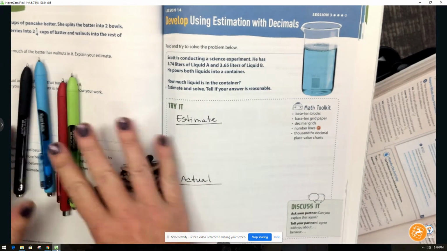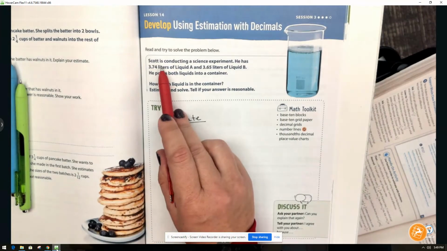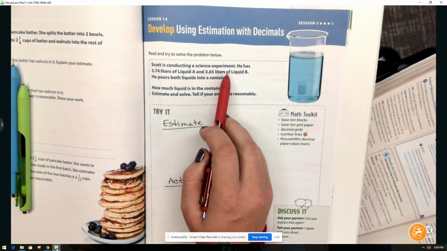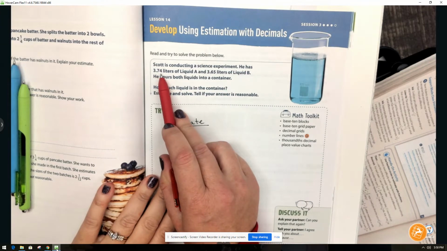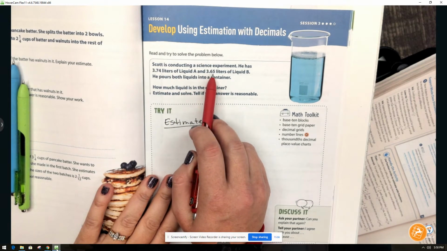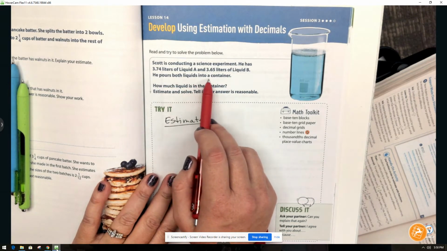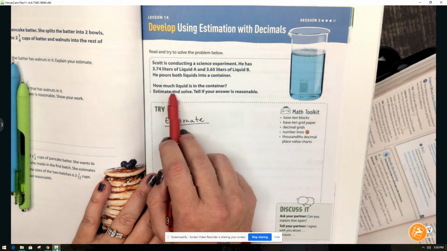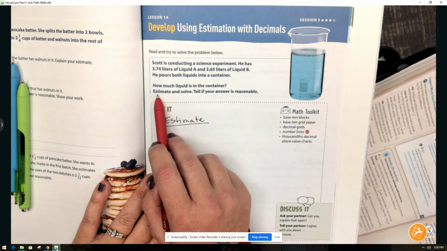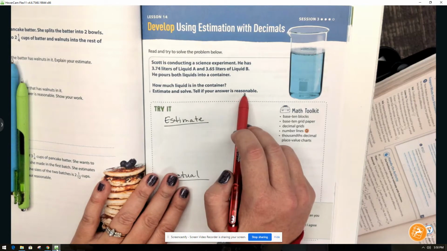So we're going to read and try to solve this problem. This problem says, Scott is conducting a science experiment. He has 3.74 liters of liquid A and 3.65 liters of liquid B. He pours both liquids into a container. How much liquid is in the container? Estimate and solve. Tell if your answer is reasonable.